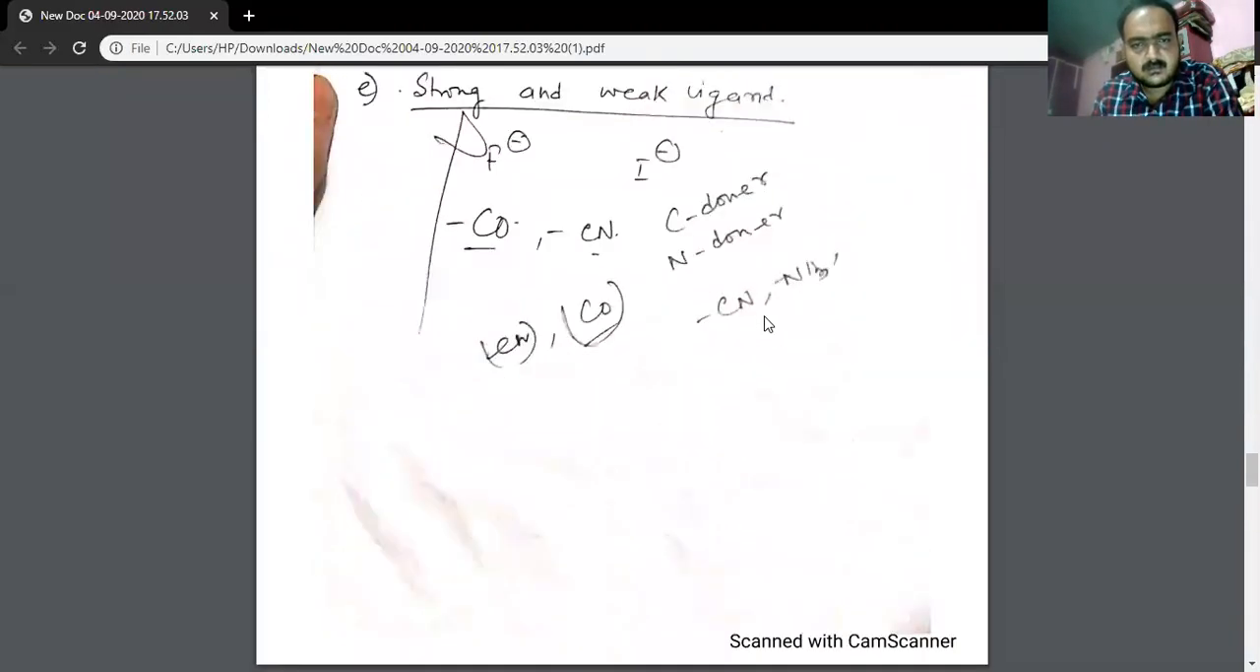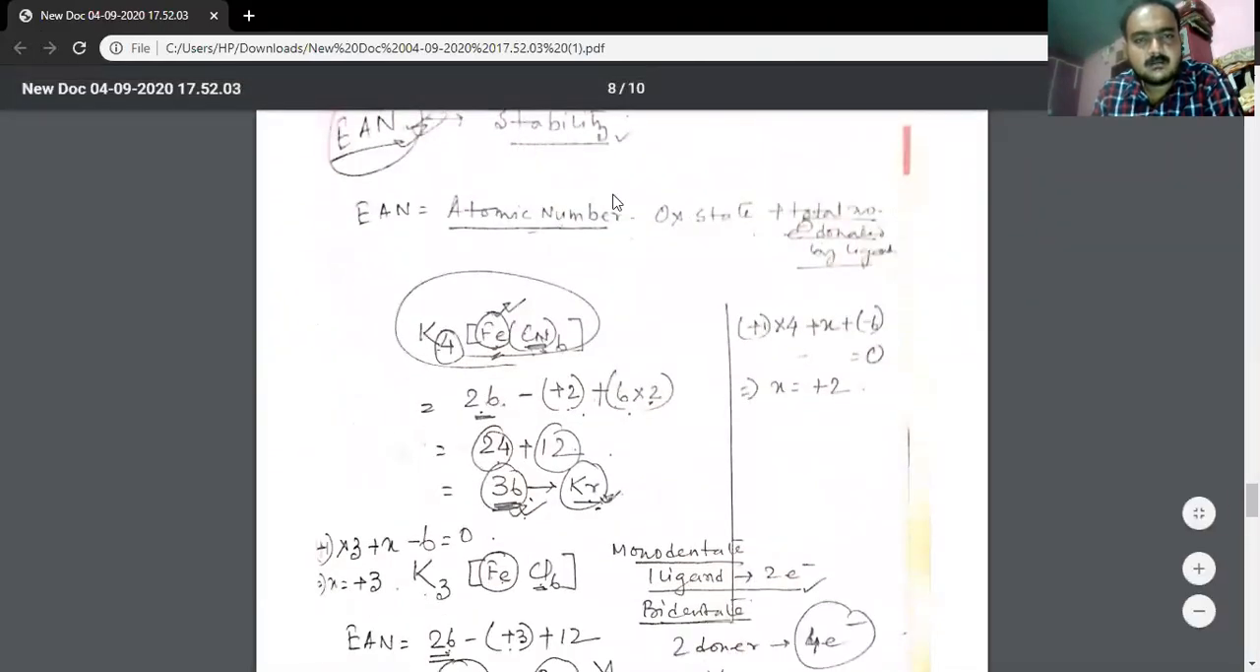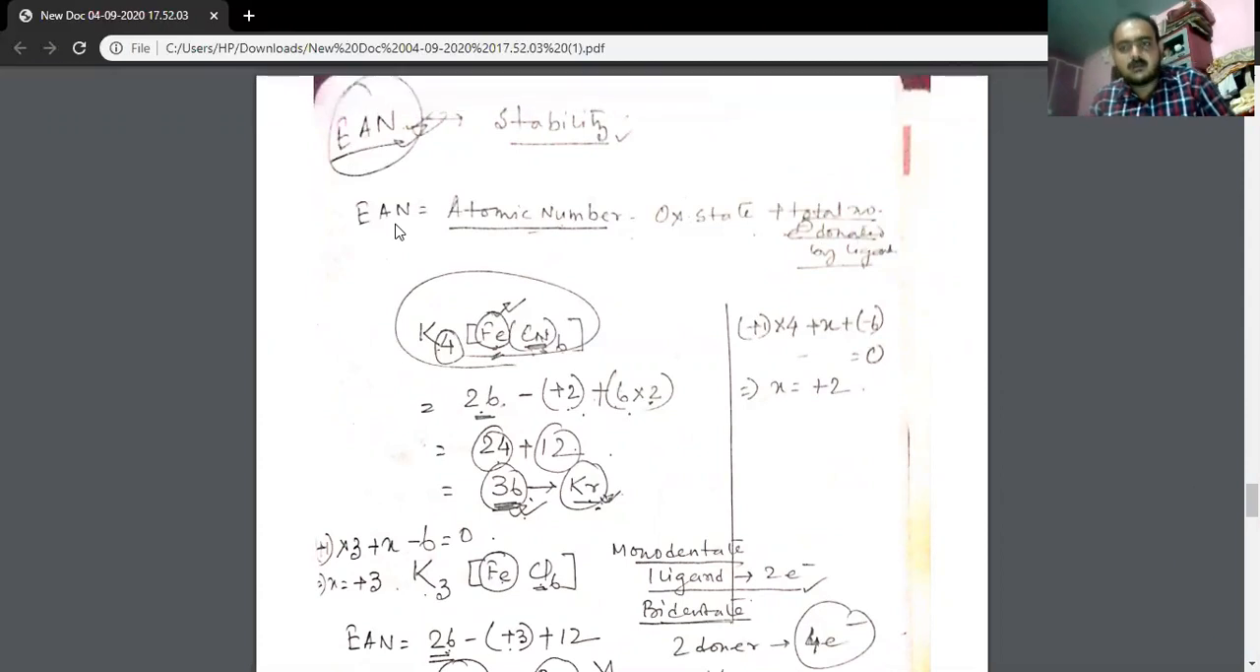Now we should go to the next topic, that is the stability of a complex. You should see this is EAN, effective atomic number. Effective atomic number, generally this is an old process, but nowadays it is also in use. EAN is found in such a way.